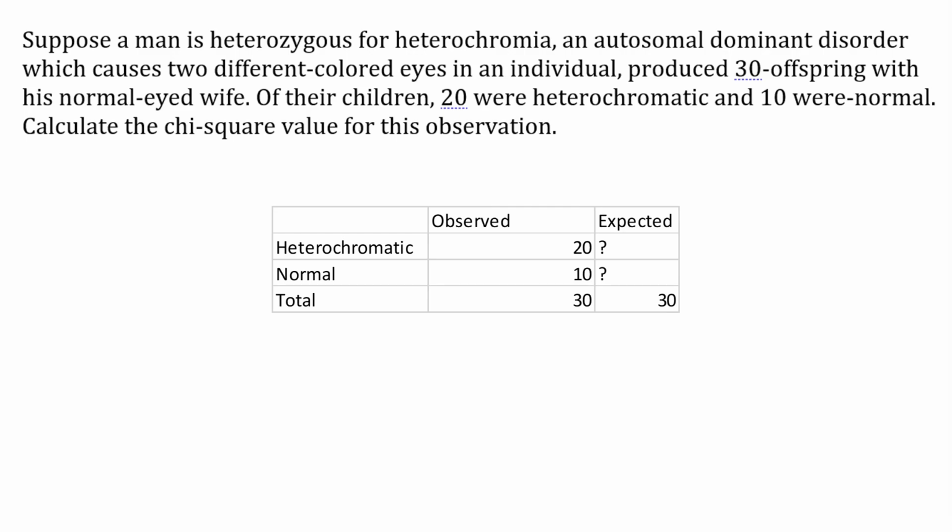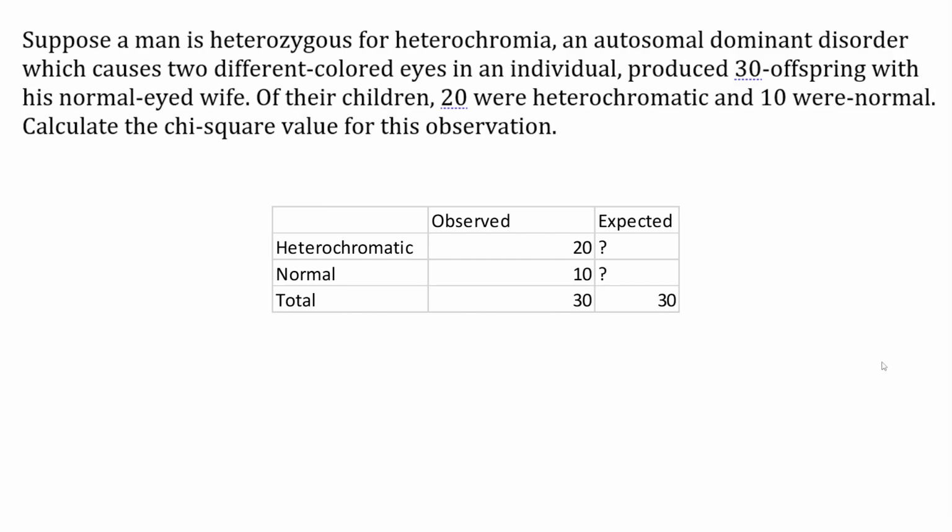As we see in the chart below, the observed values were written in the question. This is what you would see if you were running an experiment, or observing a particular scenario. In this case, we see that there are 20 heterochromatic children and 10 normal-eyed children. It is up to us now to determine the expected ratio of the phenotypes of the progeny.